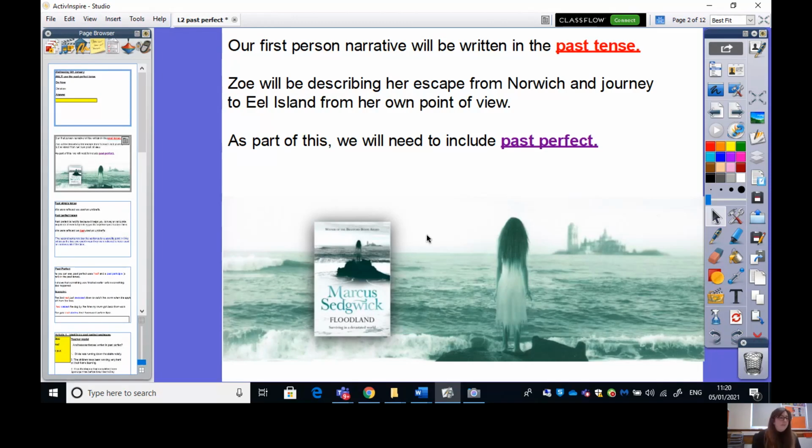So just to recap our unit, we're writing first person narratives next week, and they are going to be written in the past tense. So you're going to be writing from Zoe's point of view and describing her escape from Norwich and her journey to Eel Island. So all in the past tense. But within that, we may want to include past perfect, particularly in paragraph 1. That will be our WALT on Monday as well.